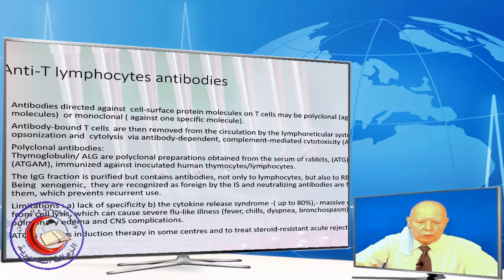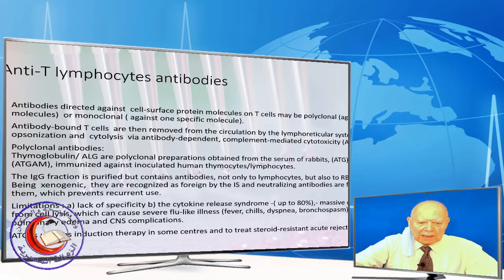How are antibodies used to prevent immune responses? There are several options. There are T lymphocyte antibodies. Antibodies directed against cell surface protein molecules on T cells may be polyclonal, they act against many molecules, or monoclonal, against one specific molecule. Antibody-bound T cells are then removed from the circulation by the lymphoreticular system, say in the liver and the spleen, by being opsonized and then phagocytosed, or by antibody-dependent complement-mediated cytotoxicity.